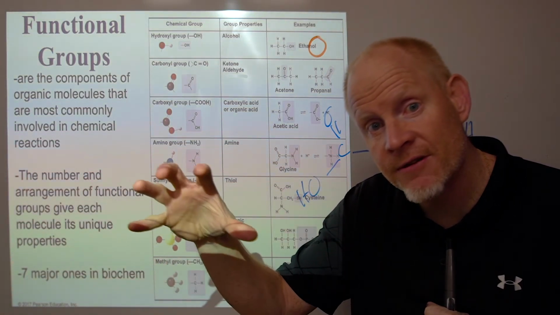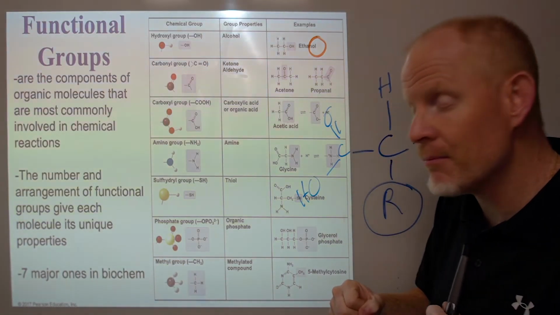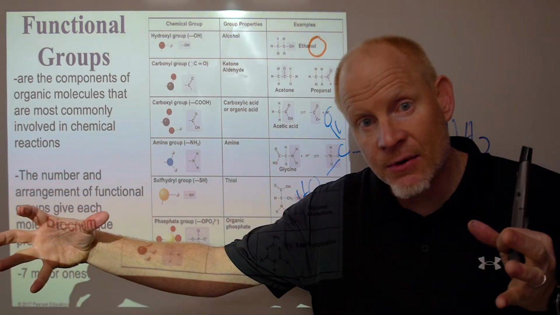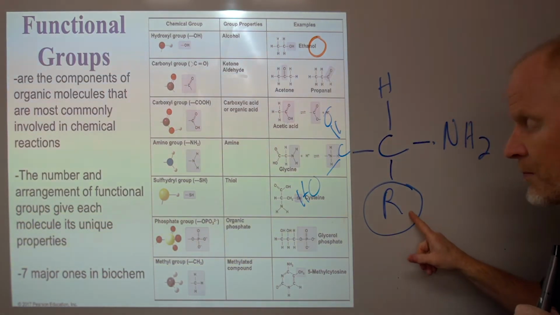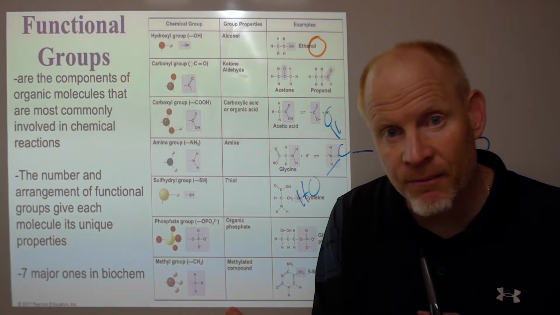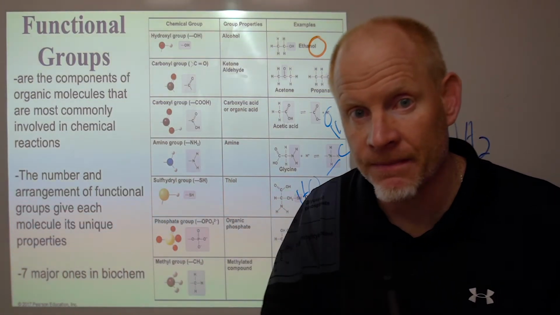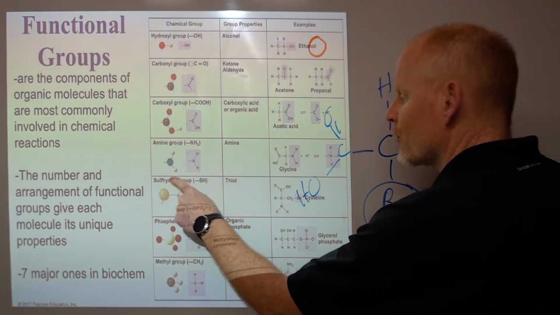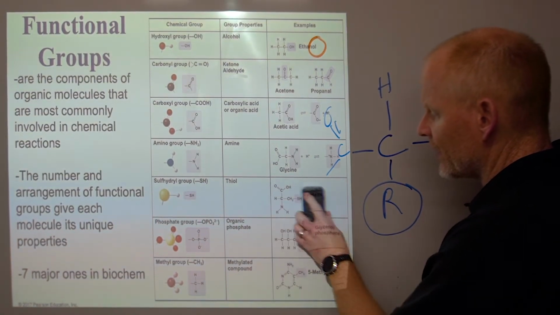Form equals function. A really, really important concept in biology. Form equals function. So the sequence of amino acids and their R groups determines the shape of the protein, which determines its function. Again, a little more foreshadowing. All right, we're going to see that. Sulfhydryl groups, an SH group here. These are really important. Here's cysteine.